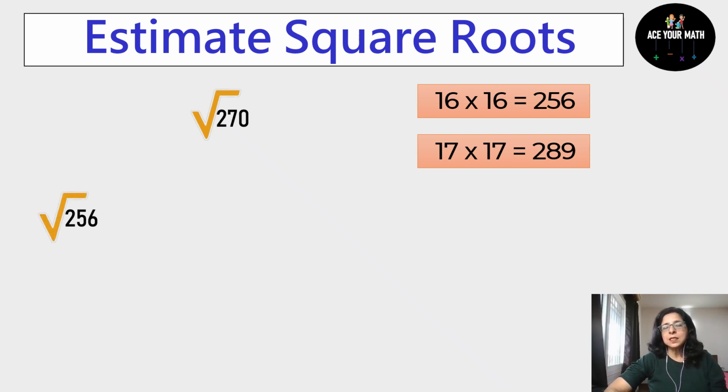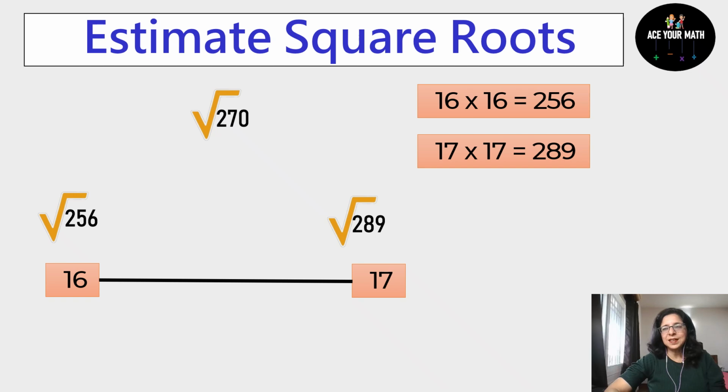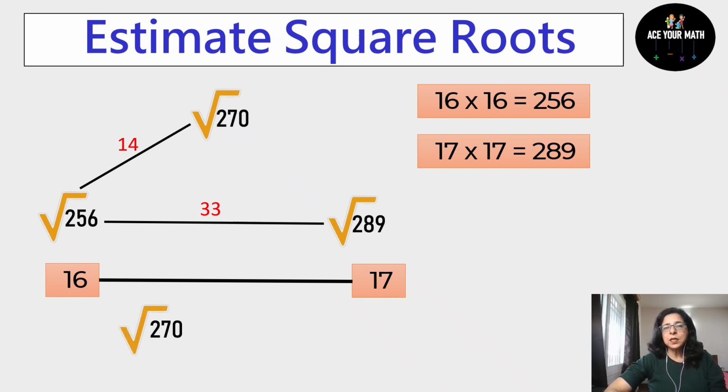It means our answer lies somewhere between square root of 256 and square root of 289. The next step is you first solve the square root of 256, it is 16, and the square root of 289 is 17. It means our answer lies somewhere between 16 and 17. Now you subtract 256 from 270. We get 14 as the answer. Now you subtract 256 from 289. We get 33. It means we can write square root of 270: you will consider 16, you will consider 14, and we will consider 33. So we first write it in the mixed fraction form. It is 16 and then 14 by 33.